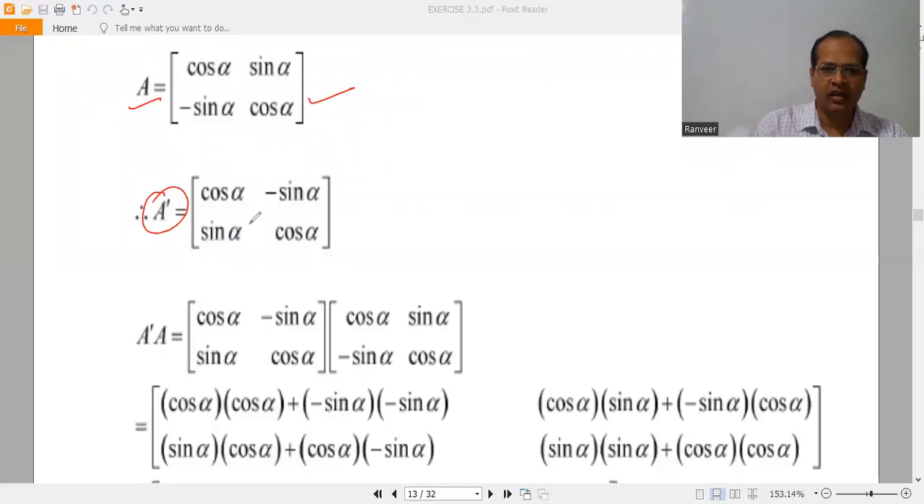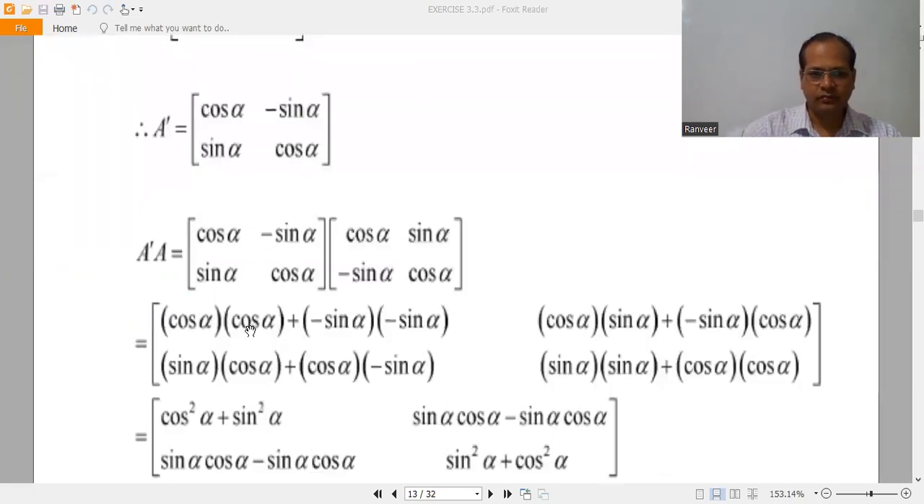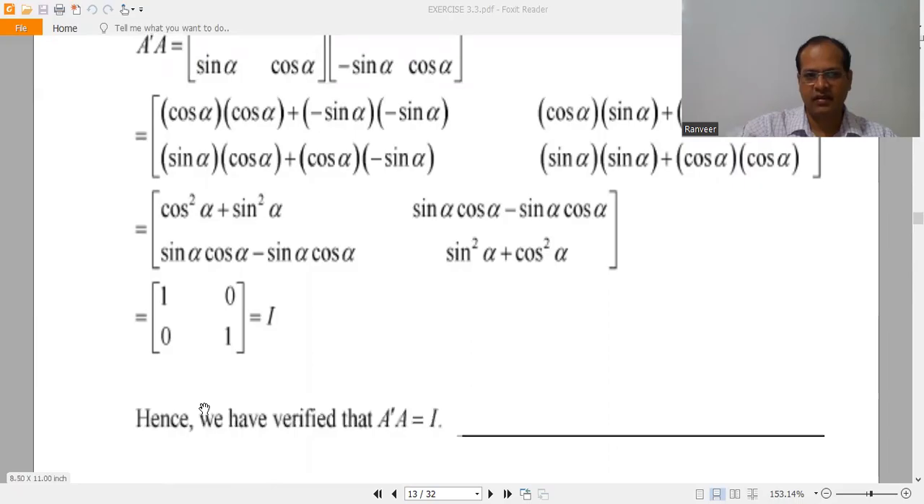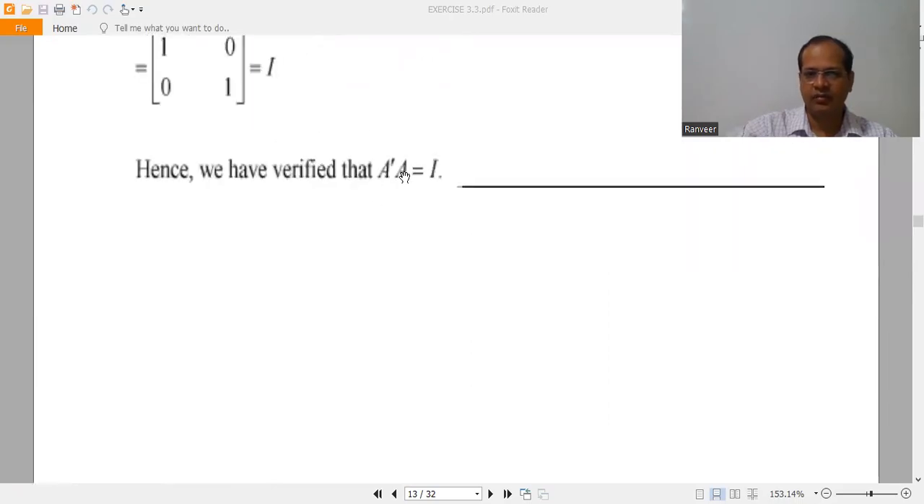We have to find out A complement. A complement is nothing but cos alpha, sin alpha, minus sin alpha, cos alpha. When we multiply this by this, we can do the multiplication, and this is the given result we will get. The final result is 1 0 0 1. This is nothing but the unity matrix. That is why A complement A is always a unity matrix.